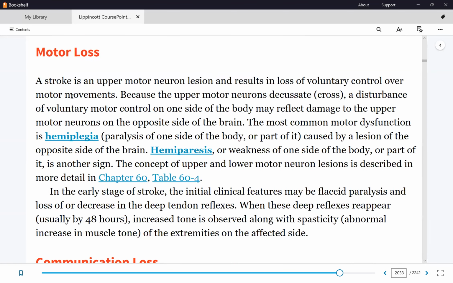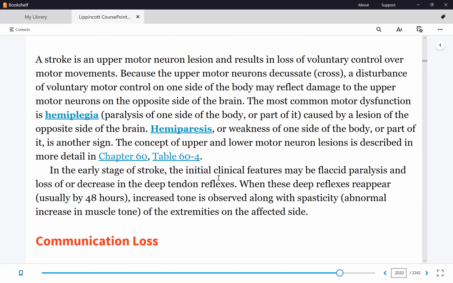So it can range from mild, moderate, to severe motor loss. It really depends on which part of the brain. I will not test you on that. It's not necessary for us. It's really for the doctor. Hemiplegia is a term. Plegia is paralysis. Paresis is weakness.